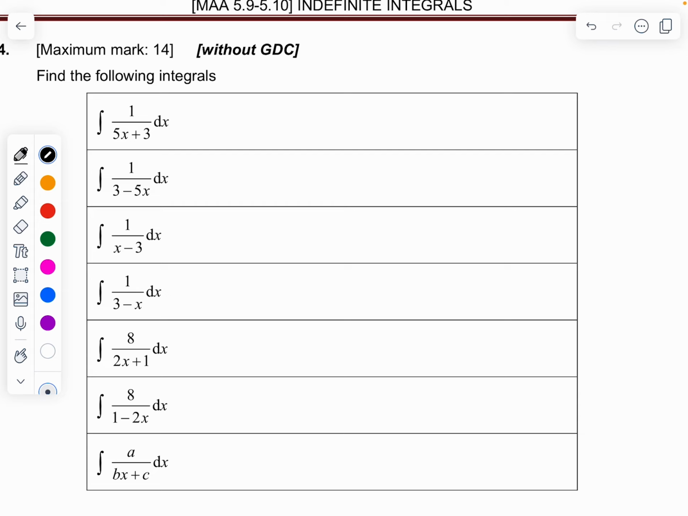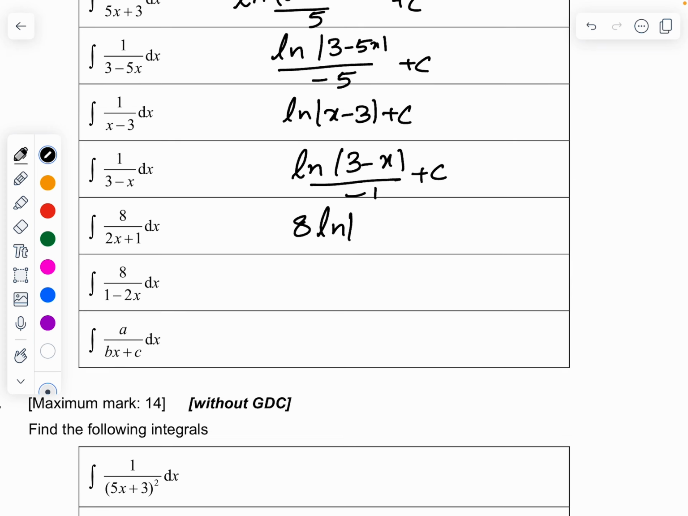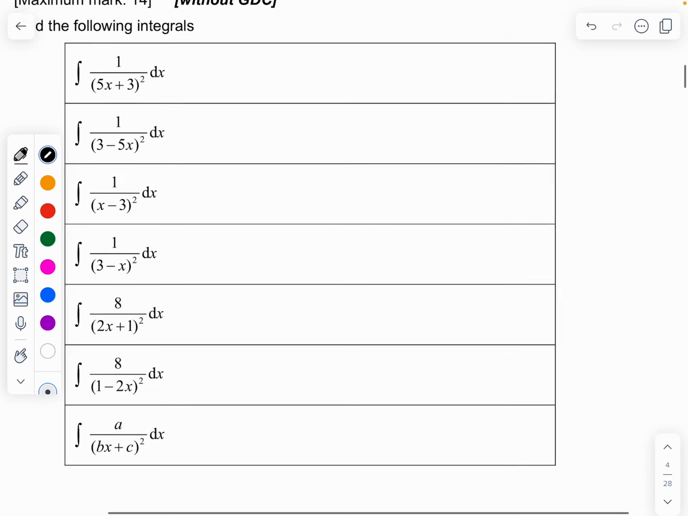1 upon 5x plus 3 will become ln of absolute value 5x plus 3 upon 5 plus c. Ln 3 minus 5x upon minus 5 plus c. Ln x minus 3 plus c. And ln 3 minus x divided by minus 1 plus c. 8 ln 2x plus 1 divided by 2 plus c. 8 ln 1 minus 2x divided by minus 2 plus c. A ln bx plus c divided by b plus k, because already a constant c has been used.